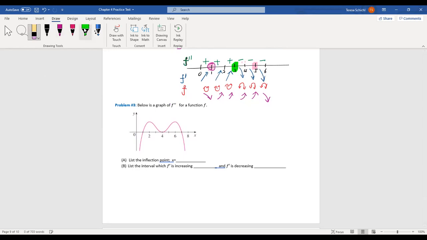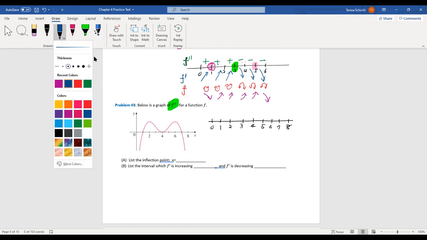So what is this function? It is f double prime here. So this is f double prime, and I want to find the inflection points. Be careful: this is f double prime. Let's do a line graph. I have 0, 1, 2, 3, 4, 5, 6, 7, 8. Let's put f double prime here.